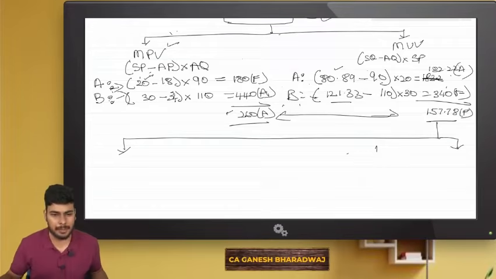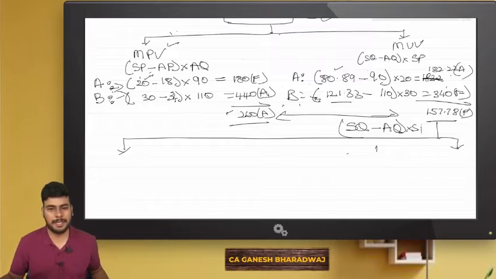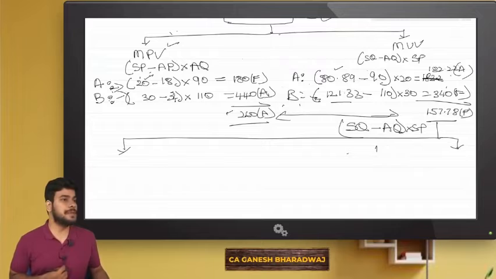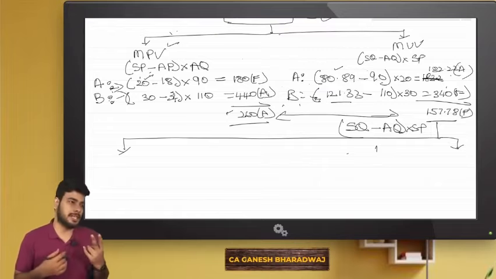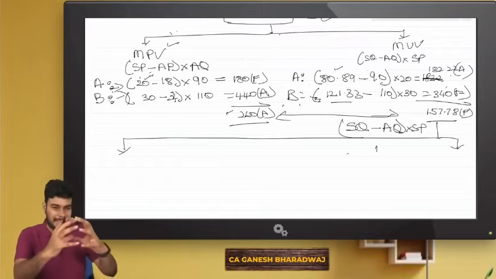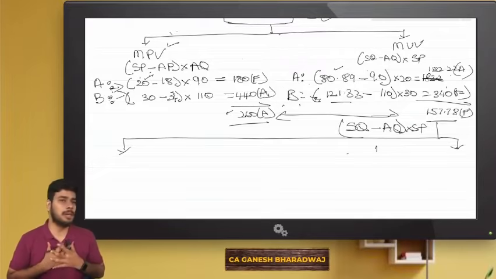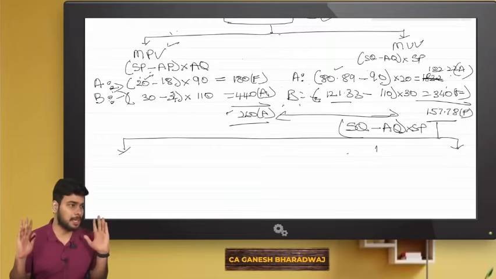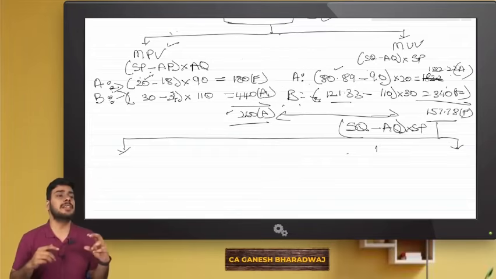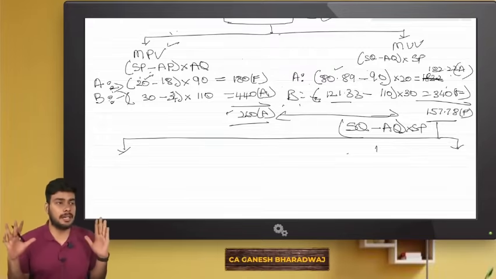So material usage variance. What is the formula for material usage variance? Standard quantity minus actual quantity into standard price. Now, what does usage variance talk about, guys? You should have consumed 200 kgs. You have consumed 220 kgs. Since you have consumed more, if there is any variance arising out of my consumption pattern, that gets tracked under my material usage variance.